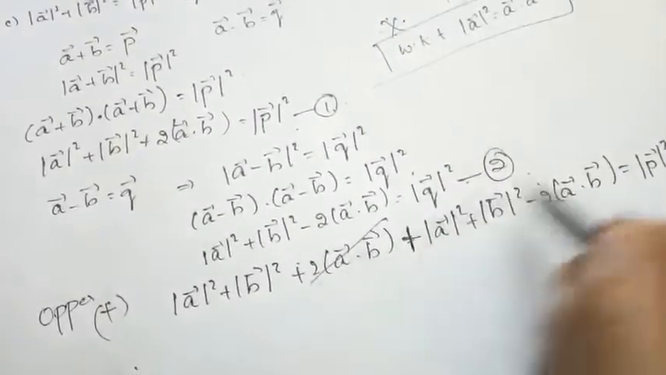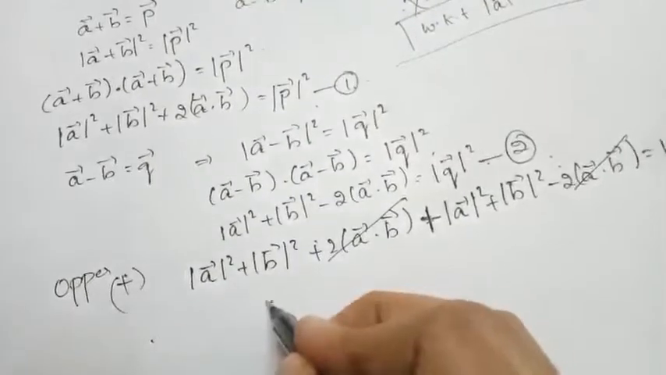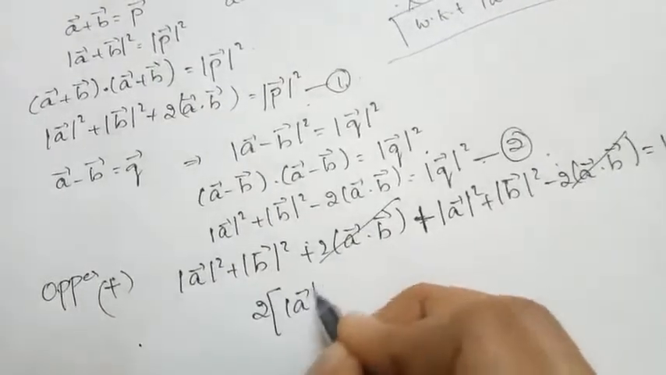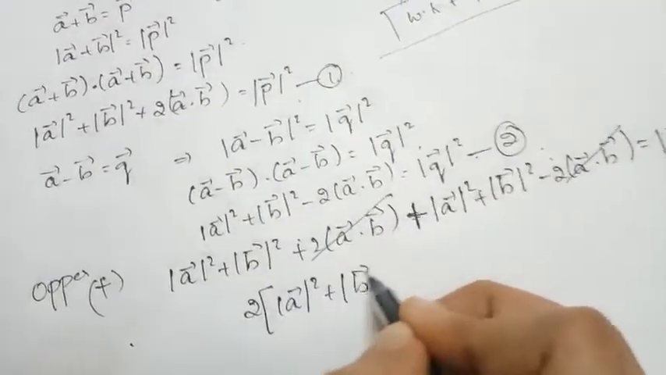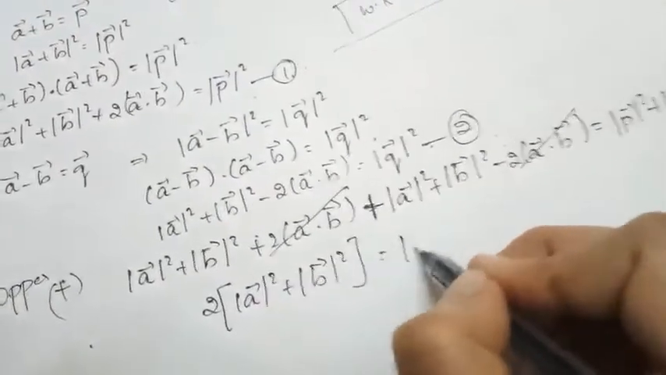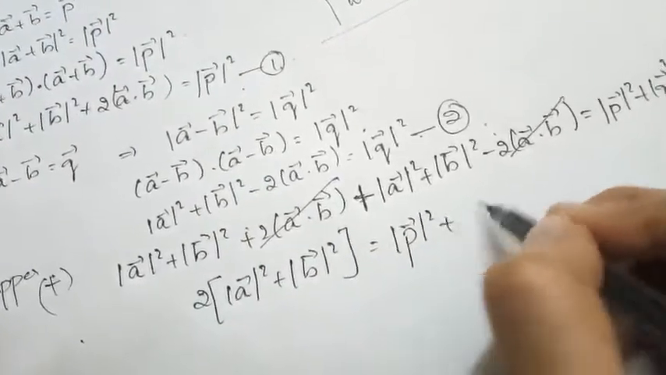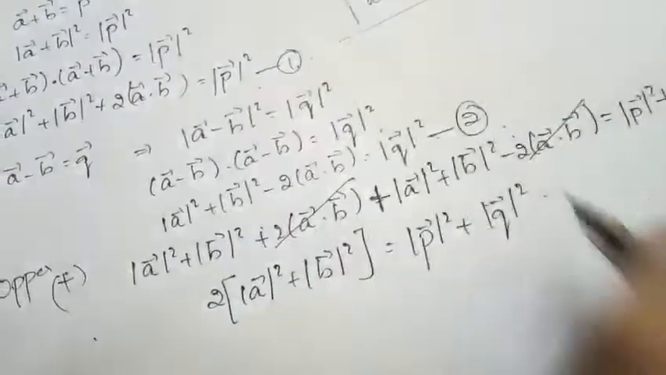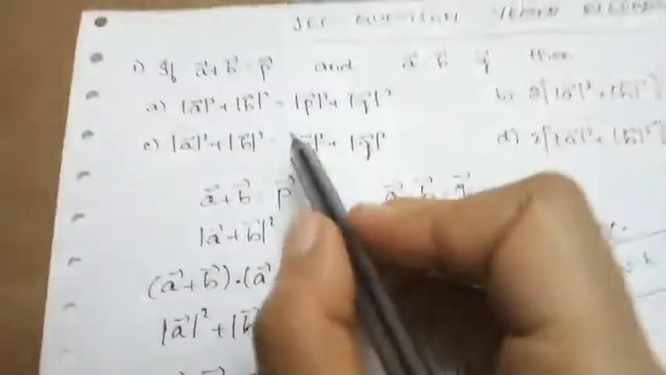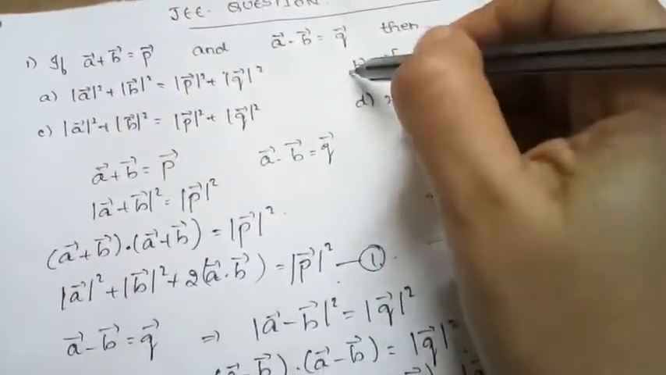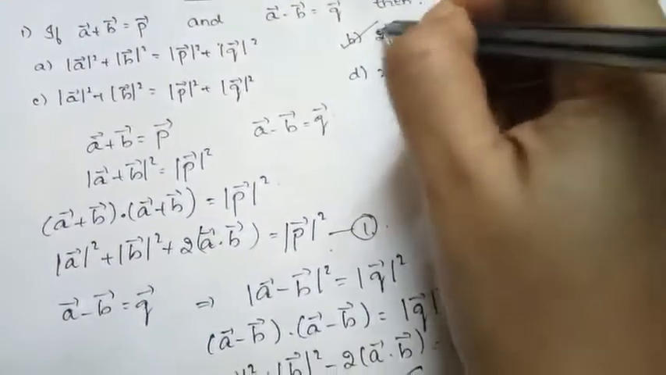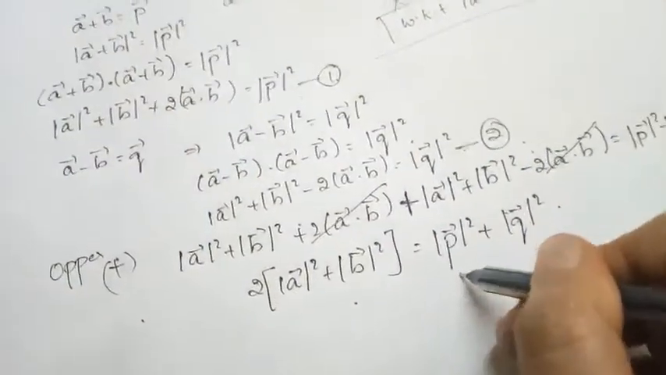So clearly this one and this one get cancelled. So 2 times magnitude of vector A square plus magnitude of vector B square is equal to magnitude of vector P square plus magnitude of vector Q square. Is this in the given options? Yes, we have option B. In option B we are going to satisfy this.